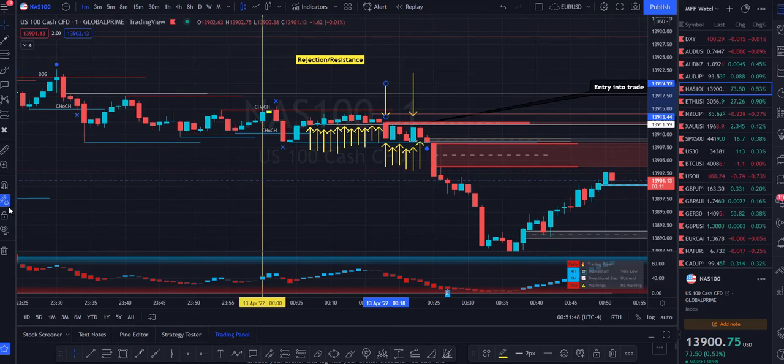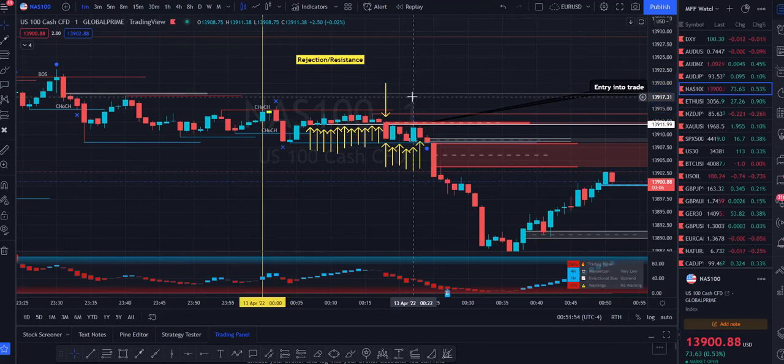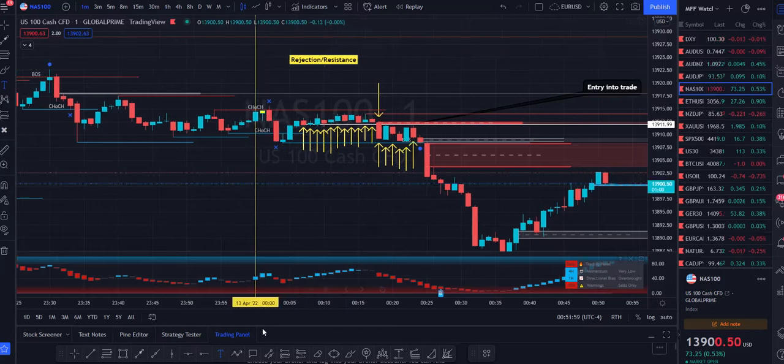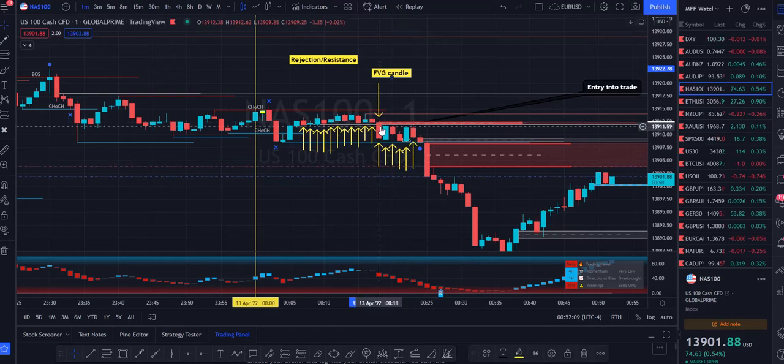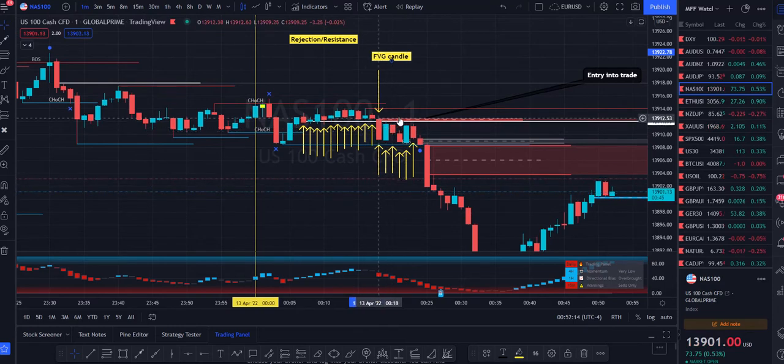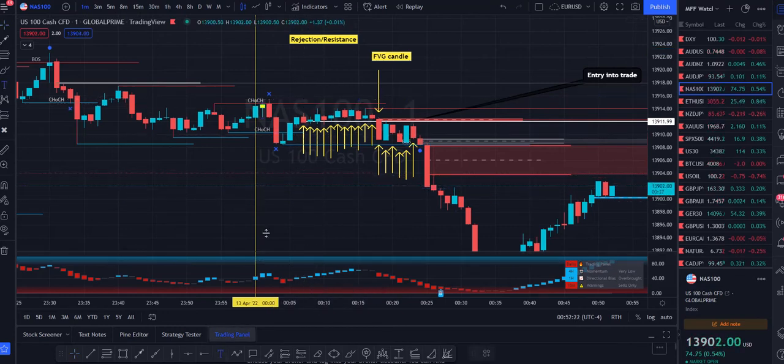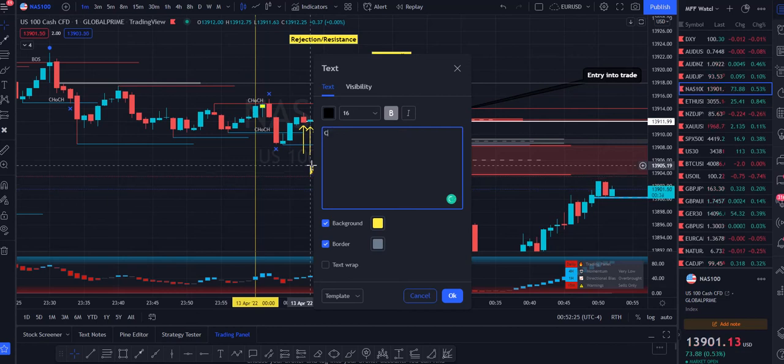So let's go back, take this off for a second, and let's look at this area right here. This might be called the FVG candle, or at least the beginning of the FVG candle, because this is where the zone started to form, this little candle right here. So as you see, this is the consolidation area right here. This is consolidation right here. This area right here is consolidation.